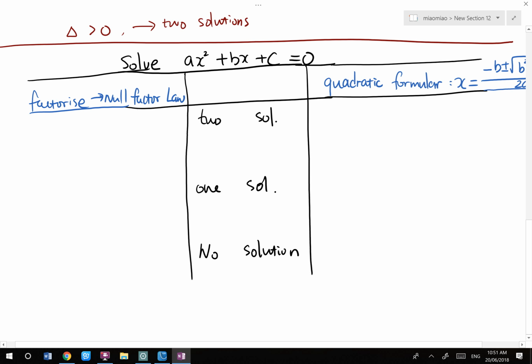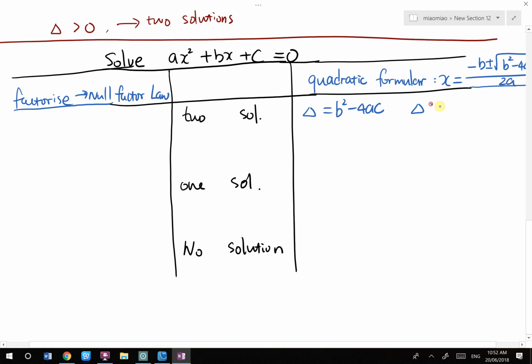Two solutions means we call something the discriminant. Discriminant equals b squared minus 4ac, and discriminant greater than 0 gives you two solutions. Discriminant equals 0 gives you one solution, and discriminant less than 0 gives you no solutions. That's the three cases, very easy from the quadratic formula. We can just find the values.